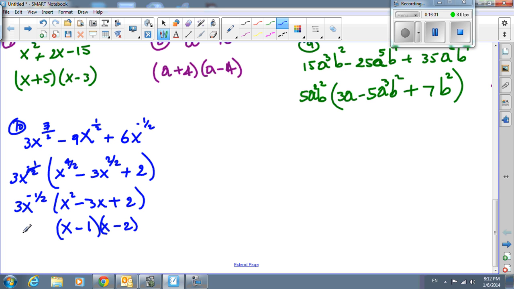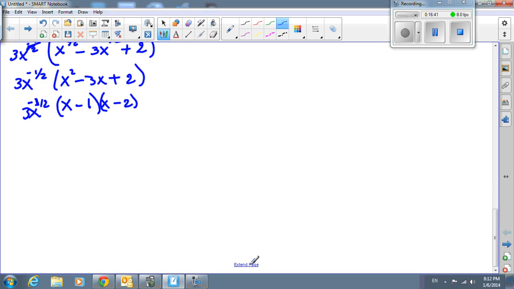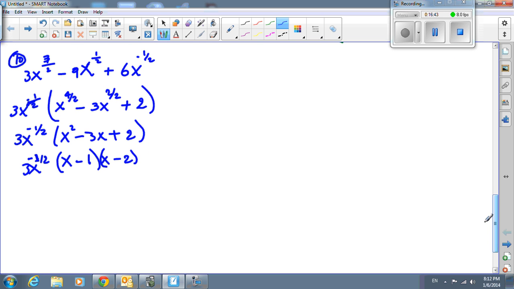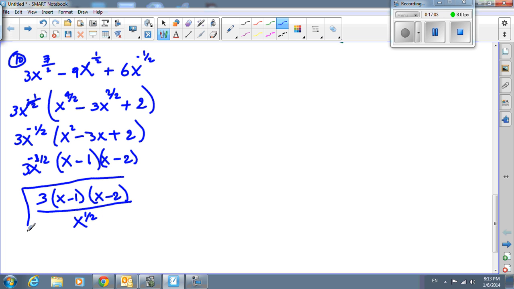Well, the 3x to the power of negative 1 half remains in front. But since we cannot have a negative power, I will go ahead and transform this, and I say this is x minus 1 times x minus 2. The 3 is not being raised to the negative 1 half, so it stays on top. But the x being raised to the negative 1 half goes on the bottom. And I can put 1 half here, or I can put square root. I'll leave it as 1 half.